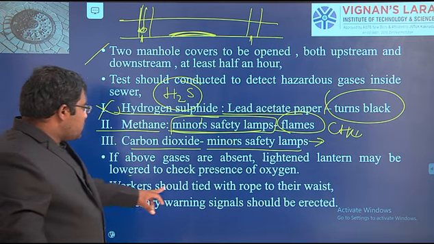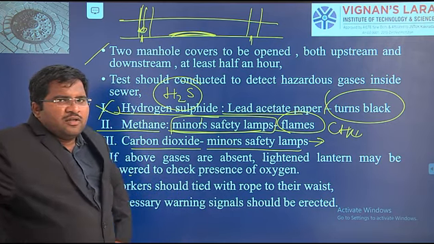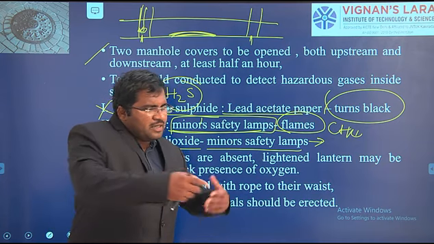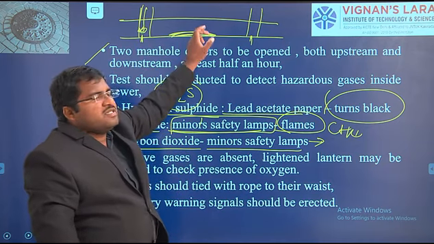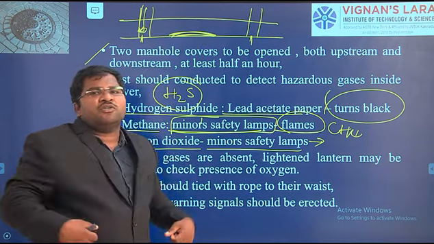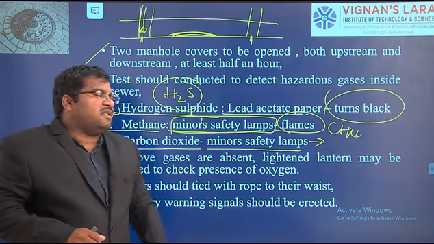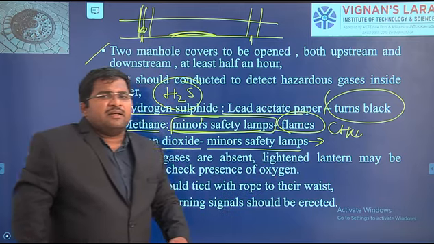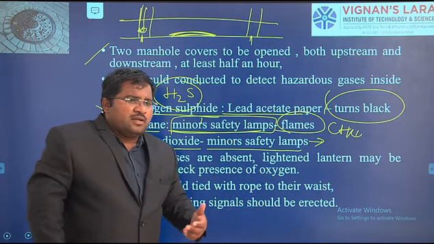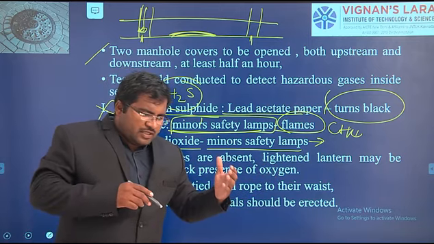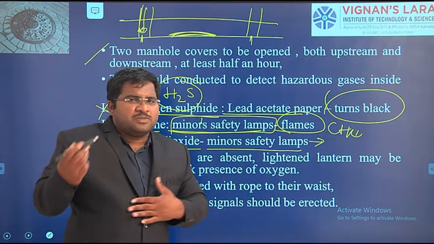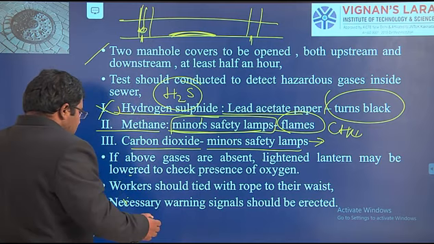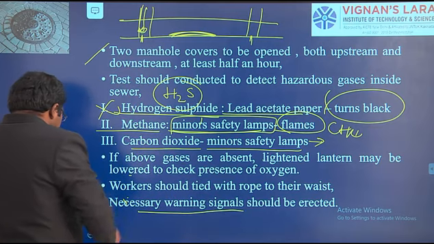Then workers should be tied with a rope to the wrist, okay? So that if there is any problem, automatically the other person who is standing on the roadside will drag him out safely. Okay, that is another thing. Next, necessary warning signals should be erected. So you have to give them some signals. During this kind of emergency, we have to follow this procedure. These are the most critical points. Like that, we have to give the necessary warnings or signals.